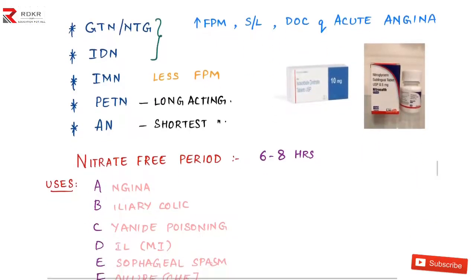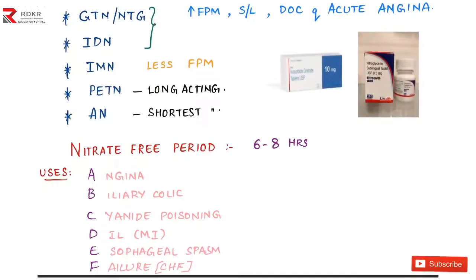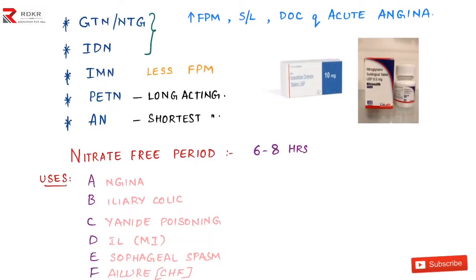This is all about the nitrates, and let us know a few names of the drugs which come under this group. The important names of the drugs are glyceryl trinitrate or nitroglycerin, and the second one is isosorbide dinitrate. So these both drugs are the drugs of choice for acute angina. On the screen here you can see the isosorbide dinitrate and also the nitroglycerin, just for your knowledge.